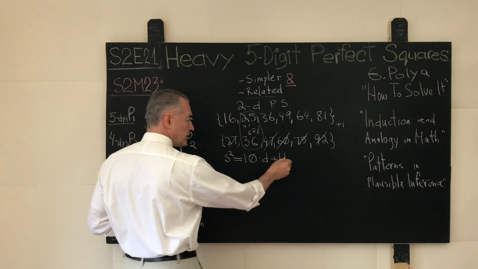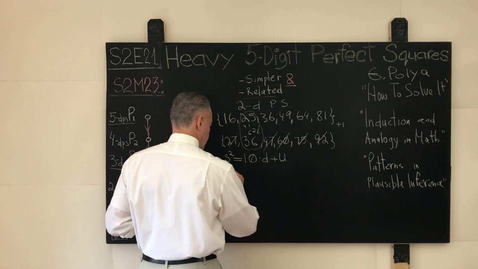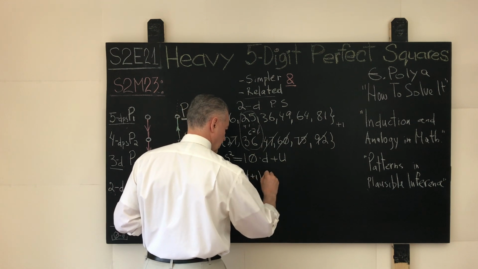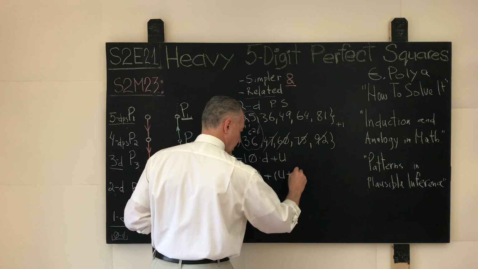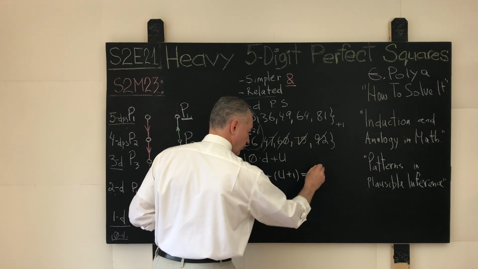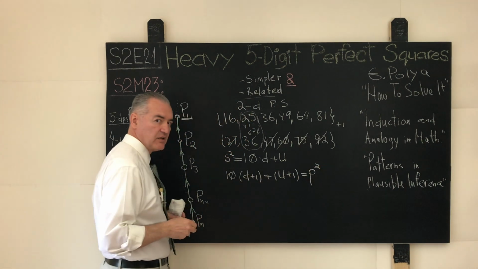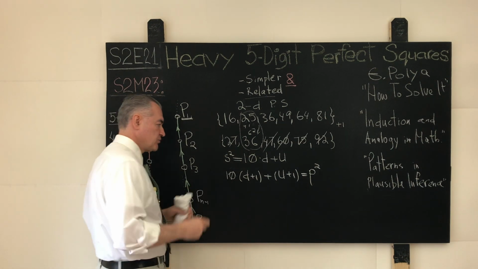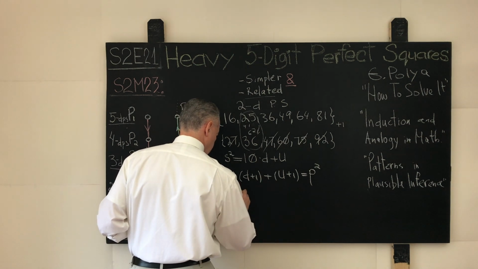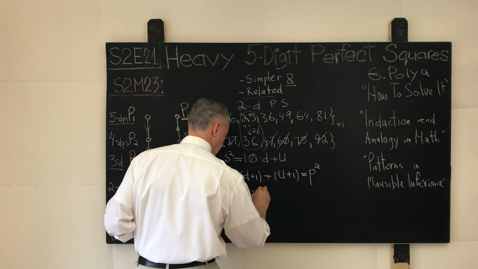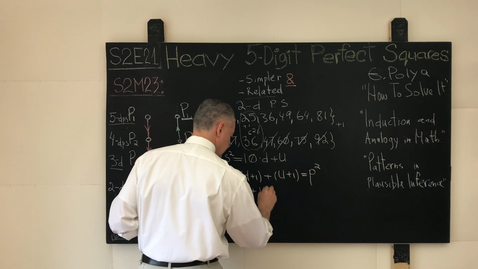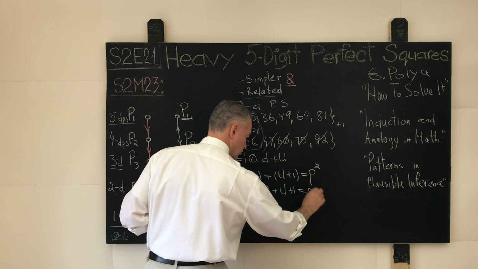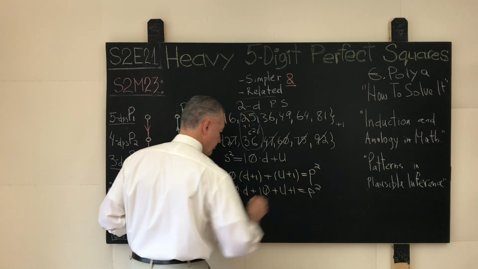Well, we add 1 to every digit, and what do we have? 10 times d plus 1 plus u plus 1 must be a perfect square. This is how we translate it. Now what do we do? Do we see actionable mathematics over here? Yes, we do. We'll write 10 times d plus 10 times 1, which is 10, plus u plus 1 must be equal to a perfect square. We simply open up the parentheses.